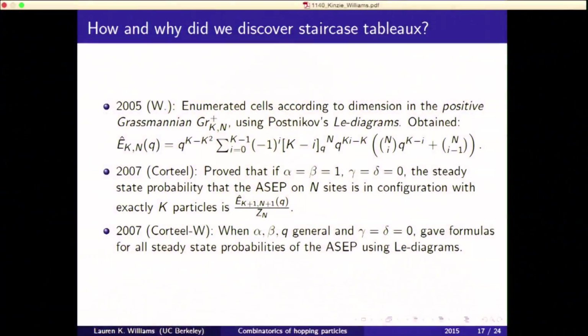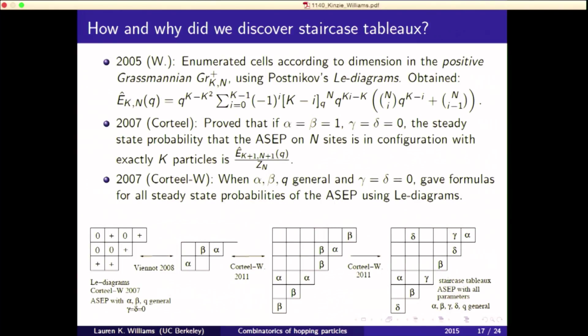And then we started trying to generalize that correspondence. Via a series of bijections, we got from Le diagrams first to a more general case with alphas and betas, and then to the staircase tableau, which solved the general problem. So it was kind of a series of accidents. Well, not exactly, but.